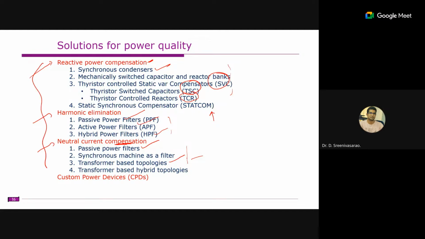So by combining all these things, we have one device which is known as the custom power devices. Right. So these custom power devices deal with all power quality problems that arise in the voltage and the current waveform. These custom power devices are similar to the FACTS. FACTS are used to improve the power flow control in case of transmission lines, whereas these custom power devices are used to improve the power quality in the distribution lines. Okay. The power circuits are the same. The only thing is that their control is different. All the power circuits are the same, but their control objectives are different.